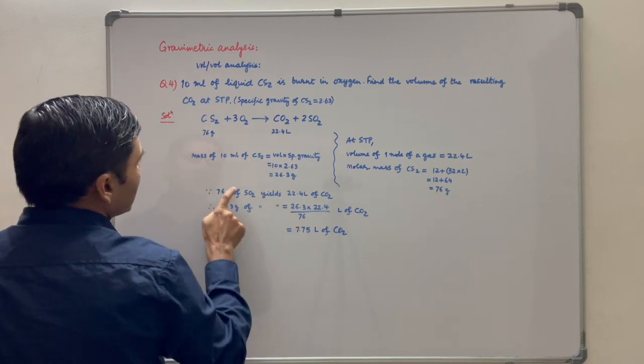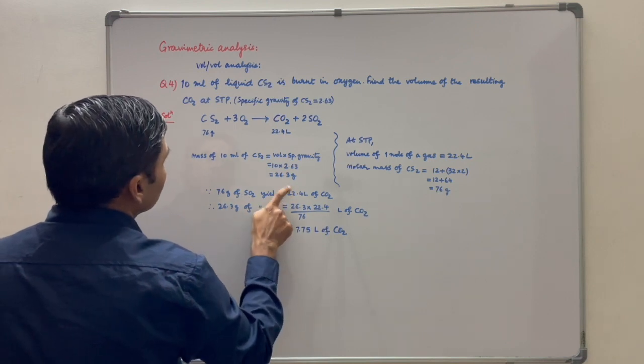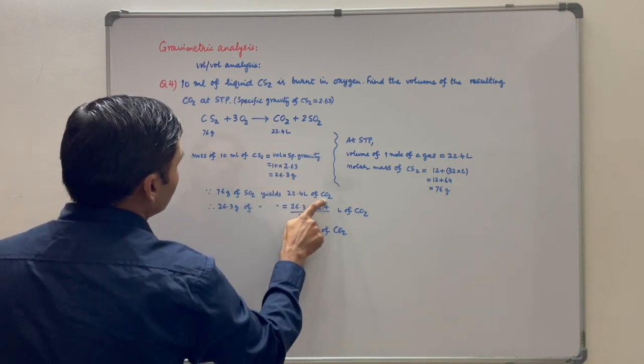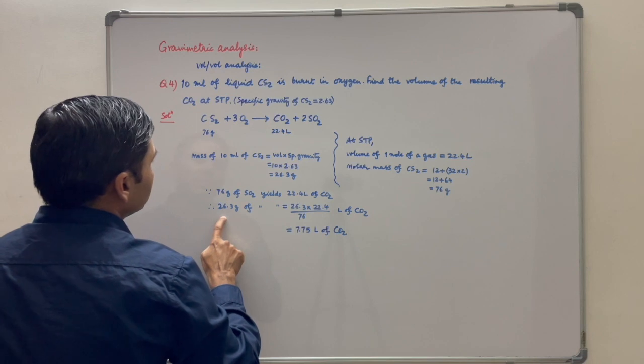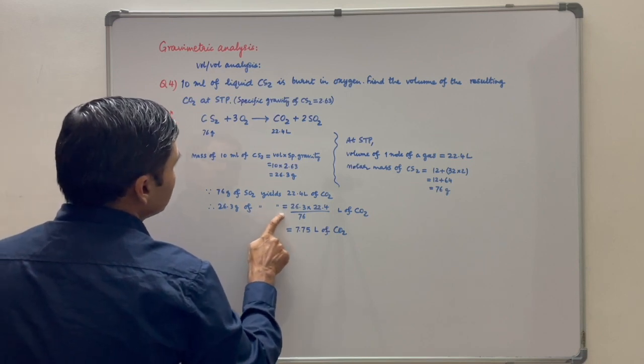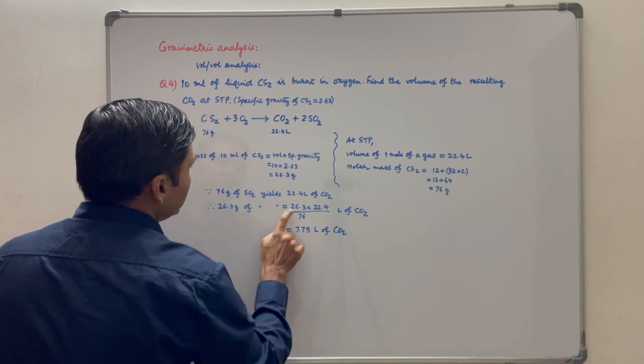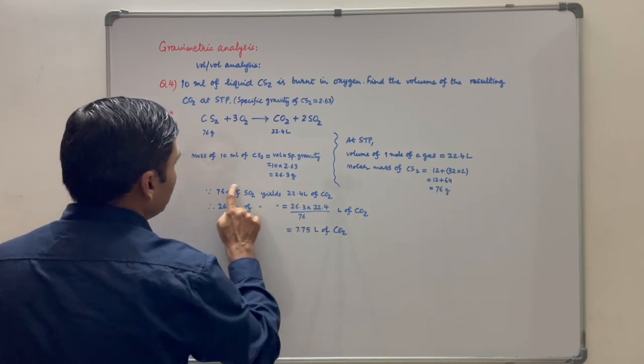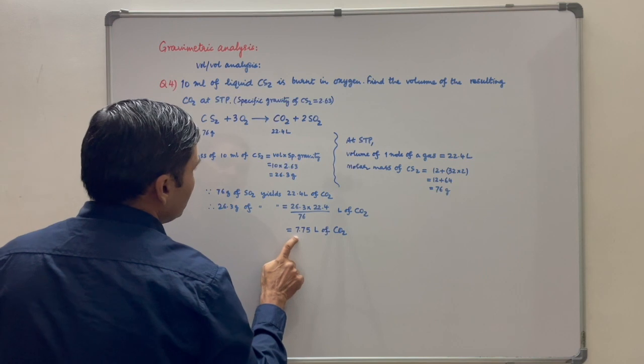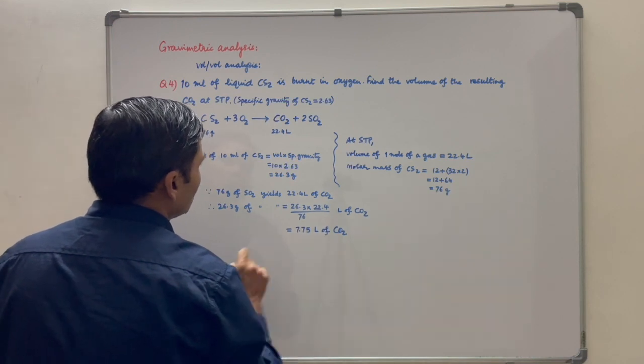Since 76 gram of CS2 produces 22.4 liter of CO2, so 26.3 gram of CS2 produces how much CO2? It comes out to be 26.3 into 22.4 upon 76, that is 7.75 liter of CO2.